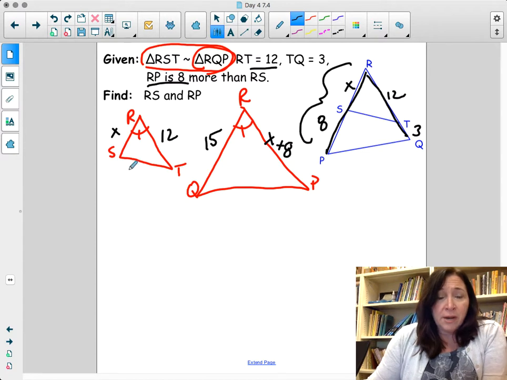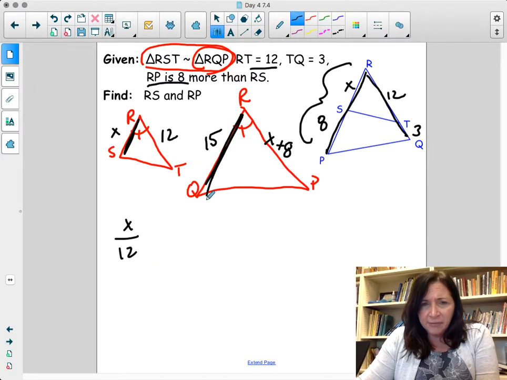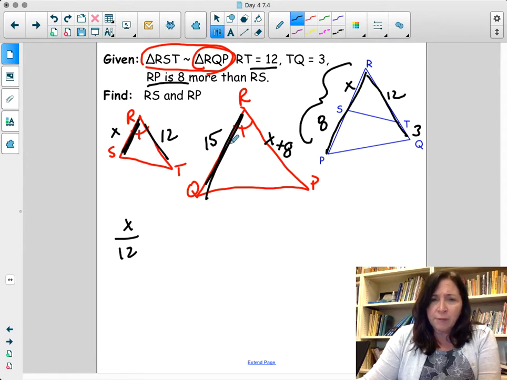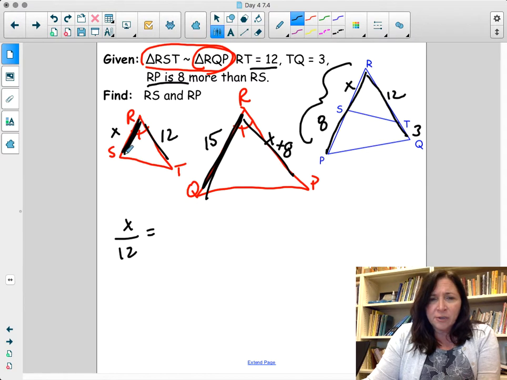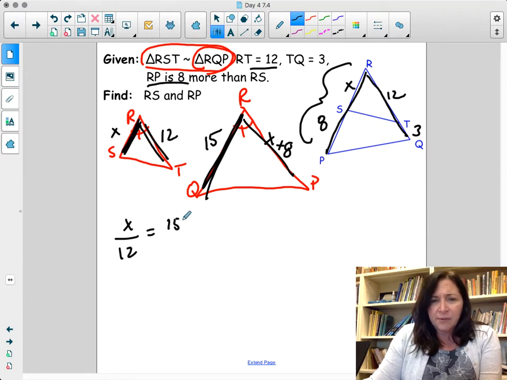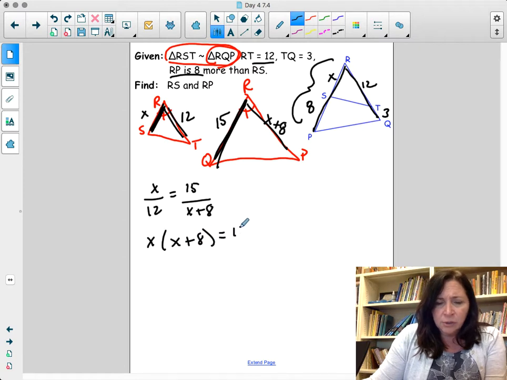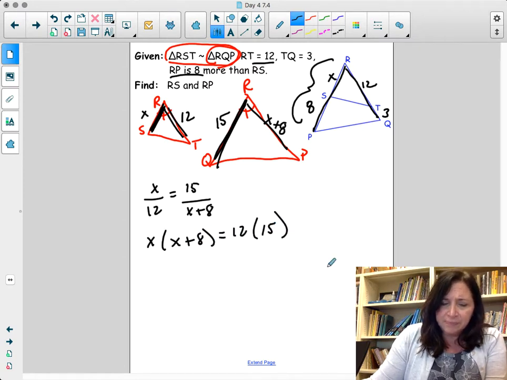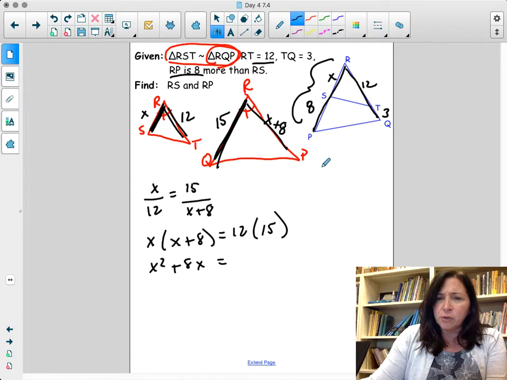So we're going to multiply these out. I don't have a scale factor. We have X is to 12. Now keep in mind, I can go left side is to left side, so I could go X is to 15. Or I can go X is to 12 as 15 is to X plus 8. That's your choice. Either one's going to give you the same answer. So I chose to do X is to 12 as 15 is to X plus 8. Okay? You're going to cross multiply. You're going to go X times X plus 8 is equal to 12 times 15. And so this makes X squared plus 8X is equal to 12 times 15.